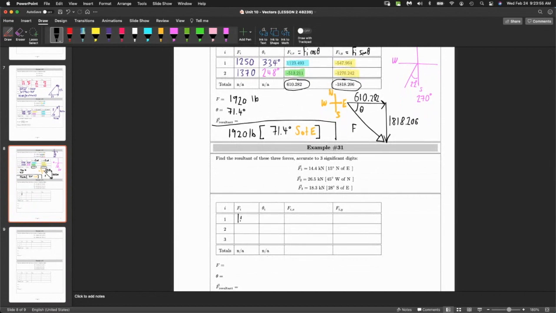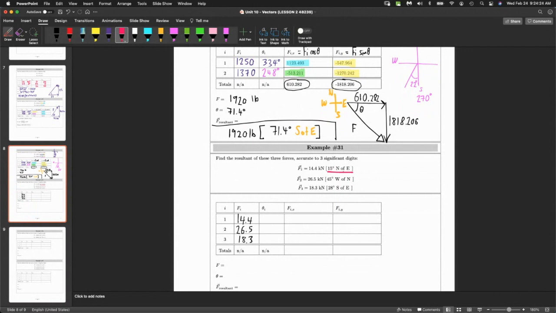So I'm just going to write down the obvious, 14.4, 26.5, and 18.3. What I'm relying on you now, just for the next minute or two, or less even, give me the angles, please, for each of those. And then from there, I'm going to give you 5 minutes, and I want you to reconstruct and do everything yourself. See how far you get on your own.